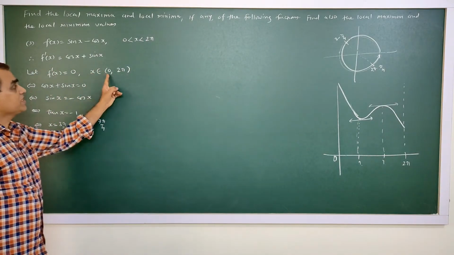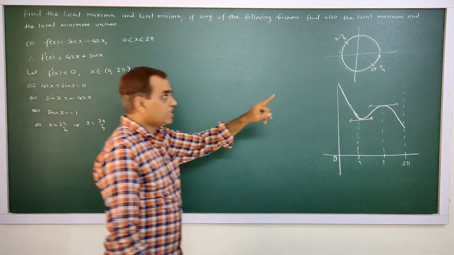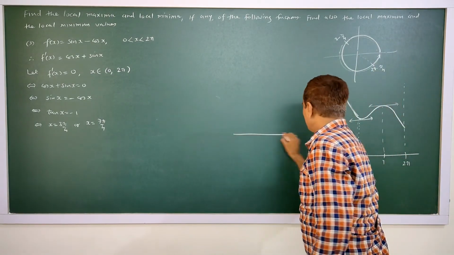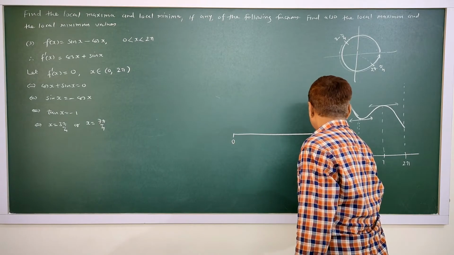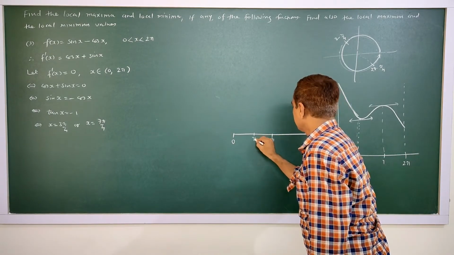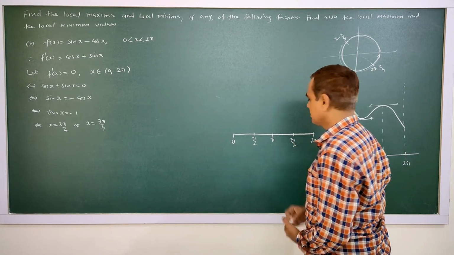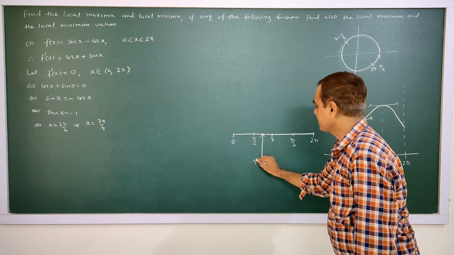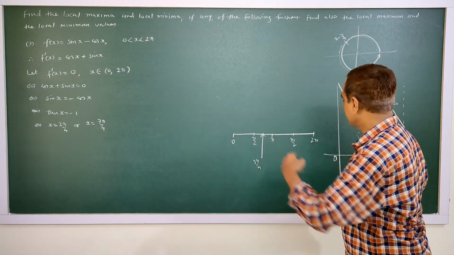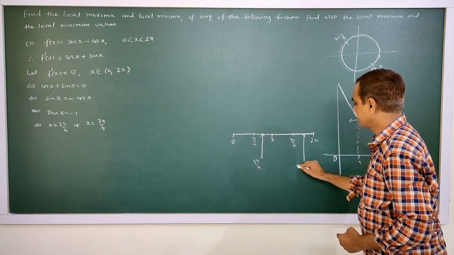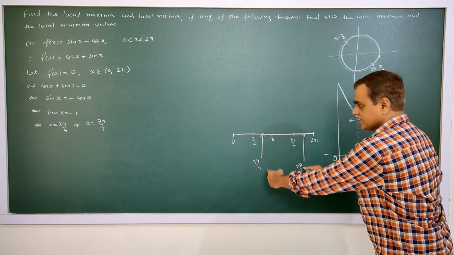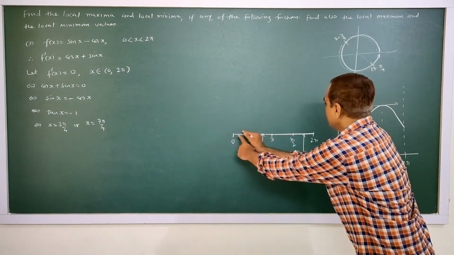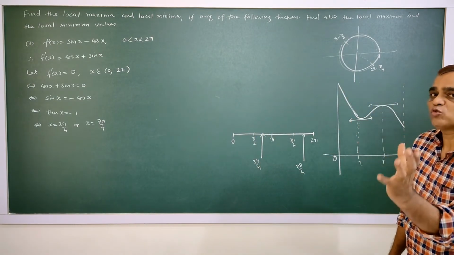We are given the interval 0 to 2 pi, so always take values from 0 to 2 pi. The first value was 3 pi by 4, from the second quadrant. The second value, 7 pi by 4, was from the fourth quadrant. So at these two numbers, tan x has the value minus 1.